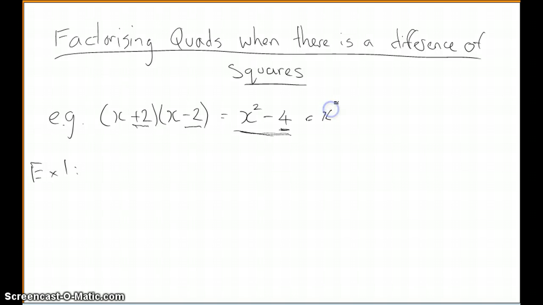Why it's called the difference of squares is because it's a squared number and the difference is always a minus 2 squared. And that's why it's called the difference of squares.